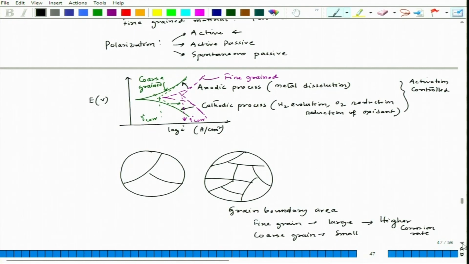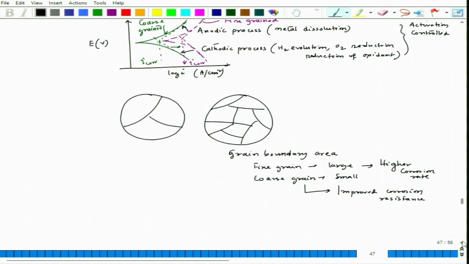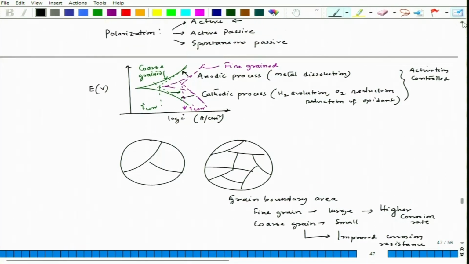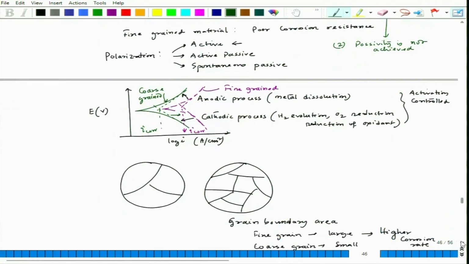And of course, here you will see improved corrosion resistance. But remember, that happens when the material shows active behavior all the time and they do not achieve passivity. So, we can add one more condition here. If we try to list down the two important factors, one is active behavior, and the second point we should see is that passivity is not achieved. So, that time definitely corrosion rate increases with finer grain size.